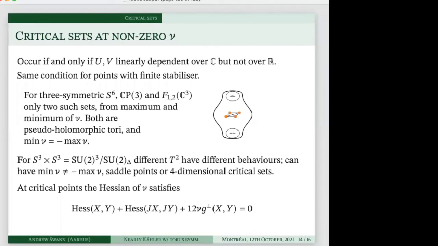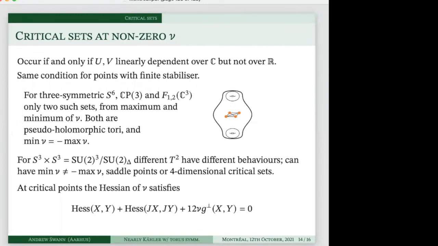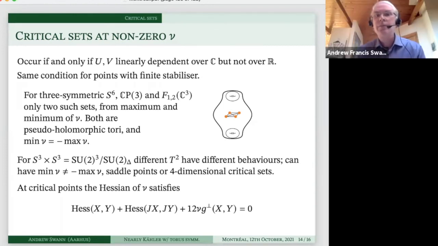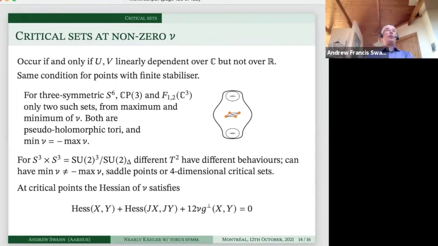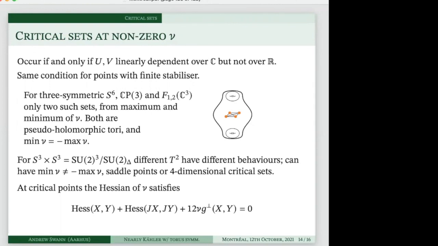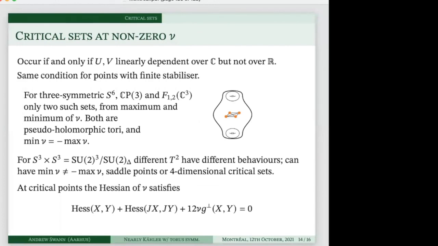Andrew, out of curiosity. Yes. Yeah, please. So in the cases of CP3 and the flag manifold, are the tori null homologous? Because they don't intersect each other. It's sort of surprising. No, that's right. Yeah. With a Calabi-Yau non-integrable almost complex structure.